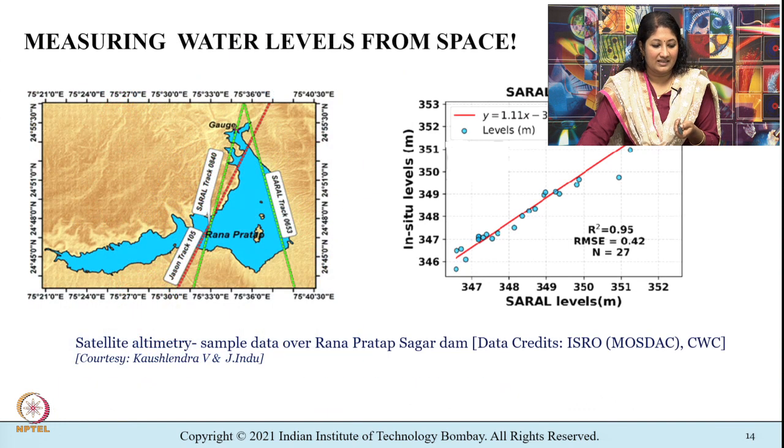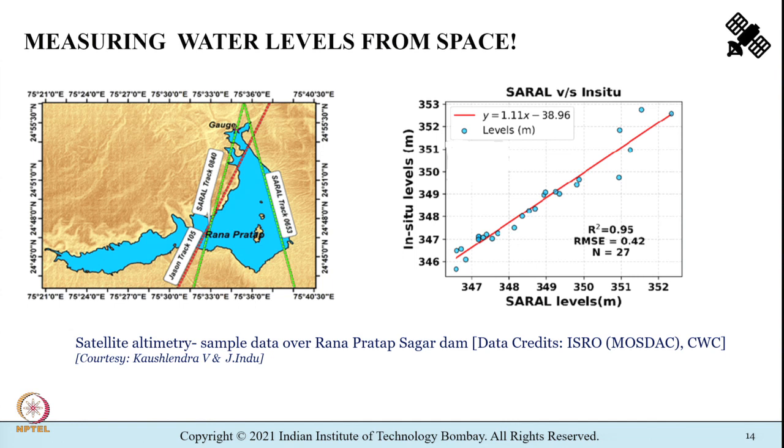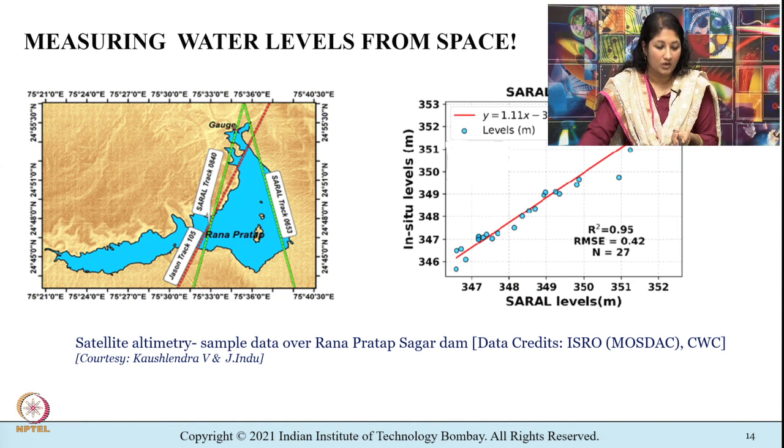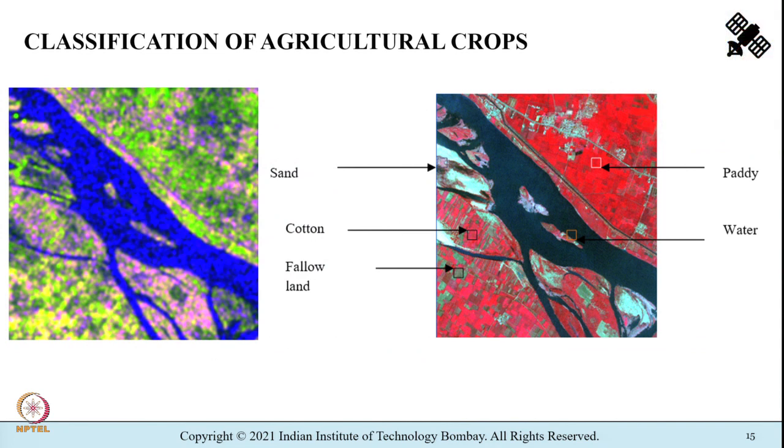Okay, another example, that is measuring soil moisture. Now, coming to measuring water levels from space. As I mentioned earlier, we have already discussed radar altimetry. Shown here in green as well as in red are the tracks taken by the SARAL satellite and Jason over Rana Pratap Sagar Dam. Towards your right side, you can see the comparison of SARAL water levels with respect to in situ water levels. So, measuring water levels from space is possible using microwave remote sensing.